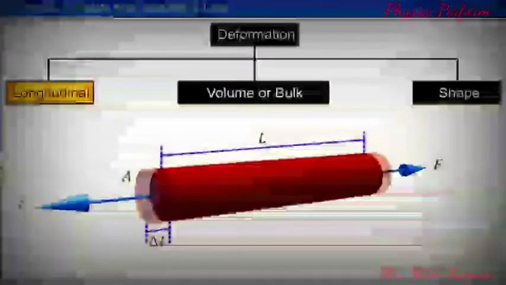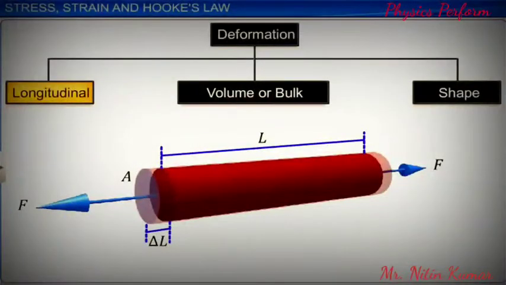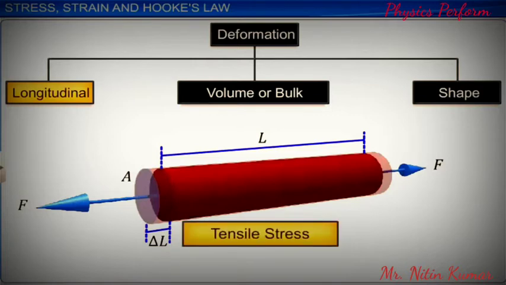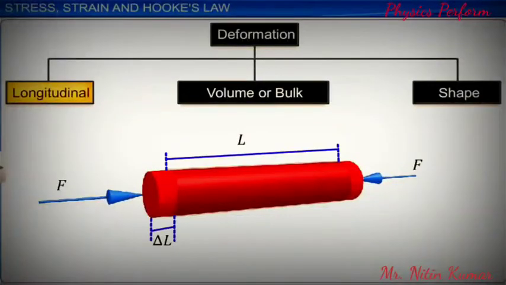When the deforming forces are a pair of equal and opposite inward forces, applied normal to a pair of opposite end faces of a rod, the length of the rod decreases, and the stress generated is called compressive stress. Inward or outward deforming forces applied along the length of a body cause a change in its length. The change in length causes tensile stress or compressive stress, and these are collectively called longitudinal stress.